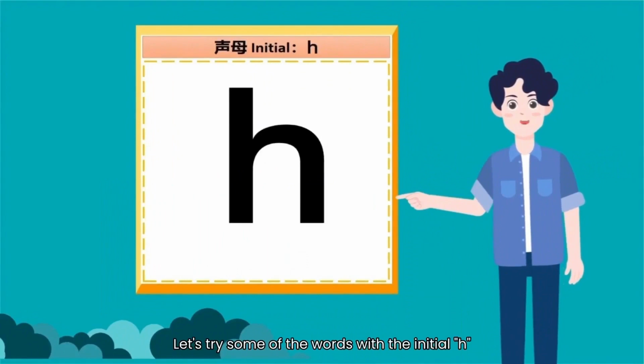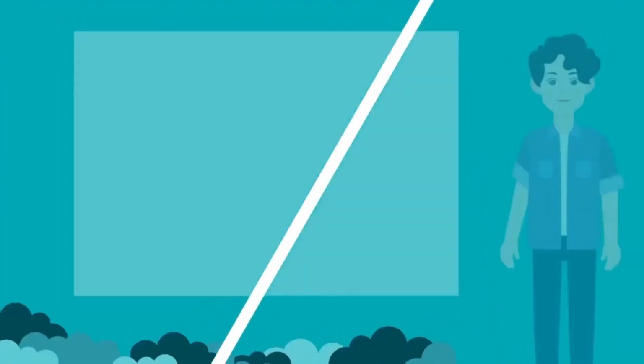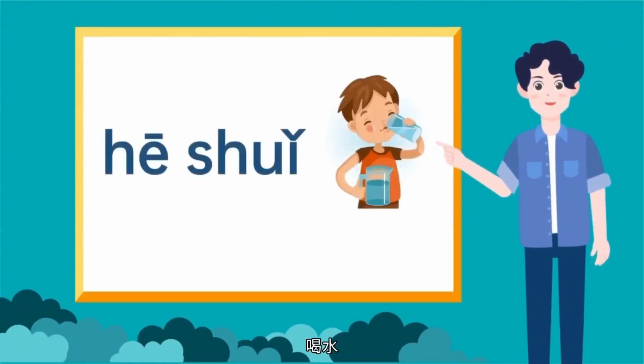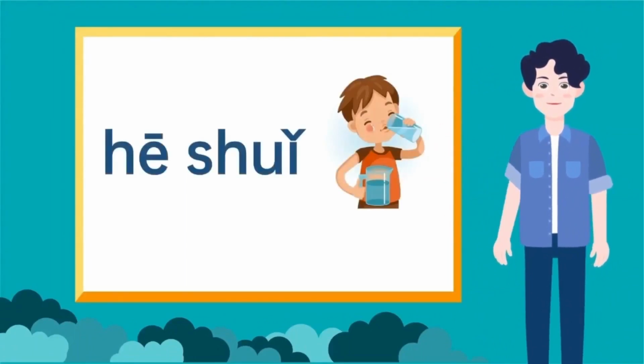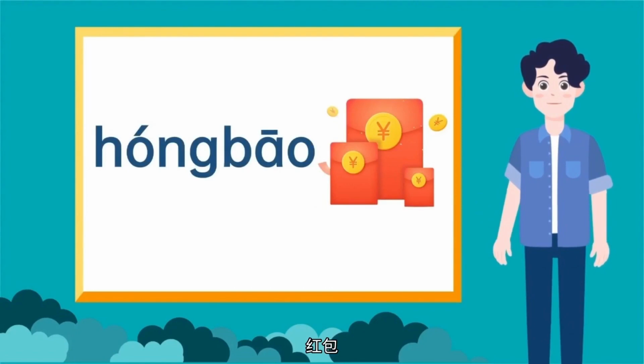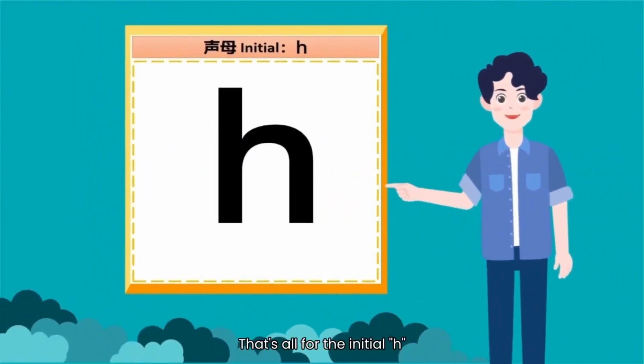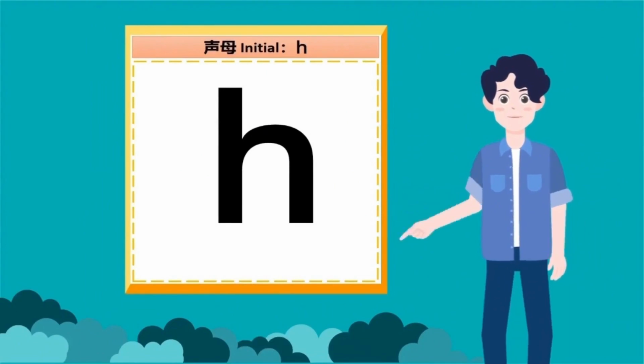Let's try some of the words with the initial H. 喝水，喝水。红包，红包。That's all for the initial H. Did you get it?